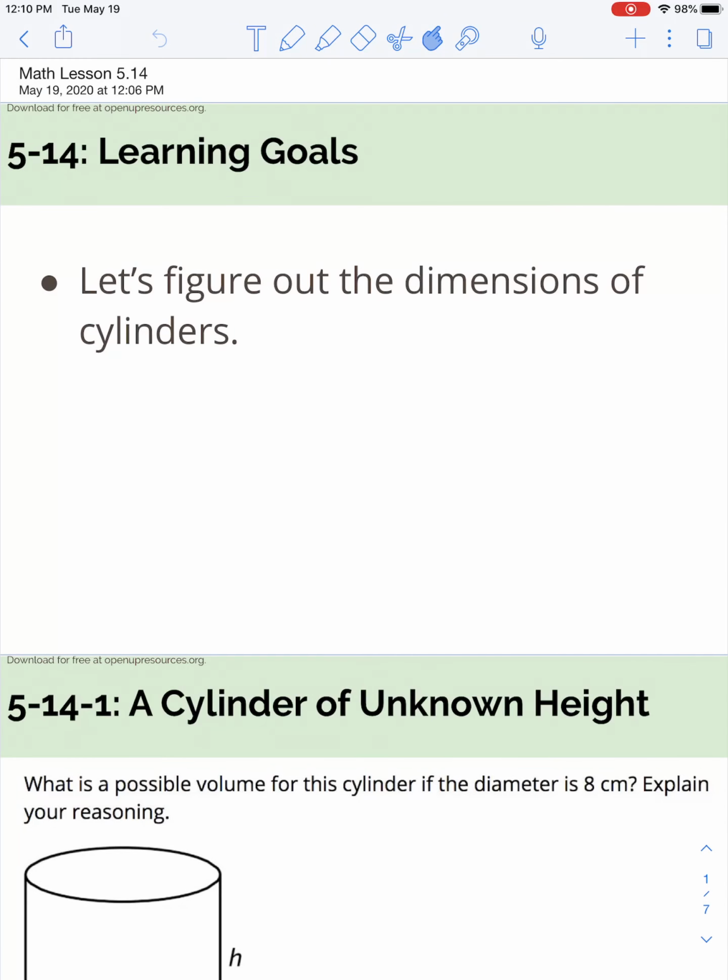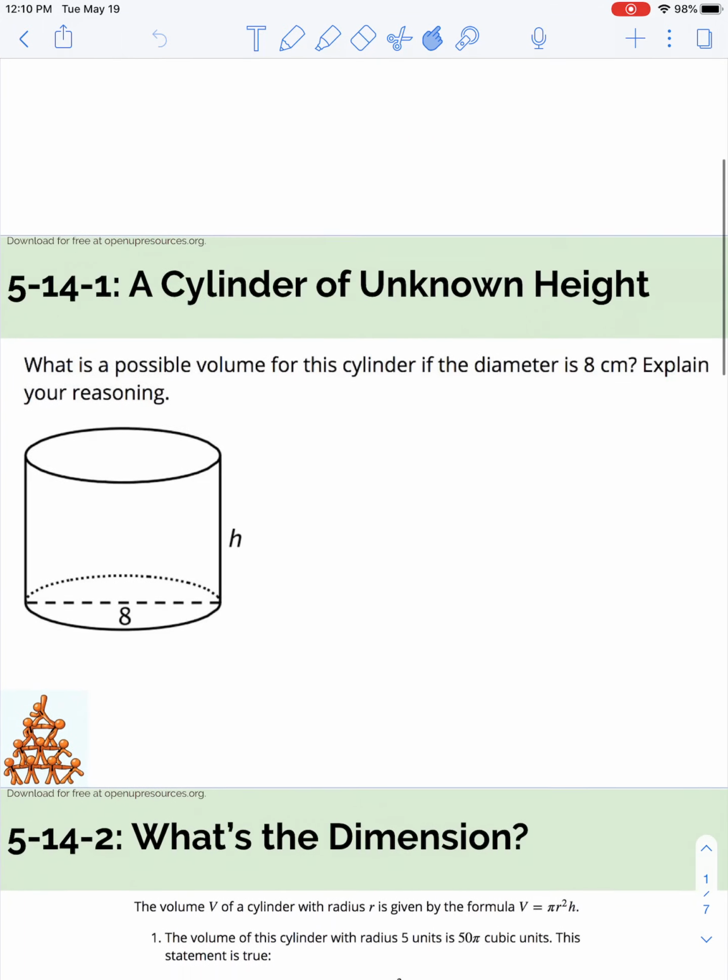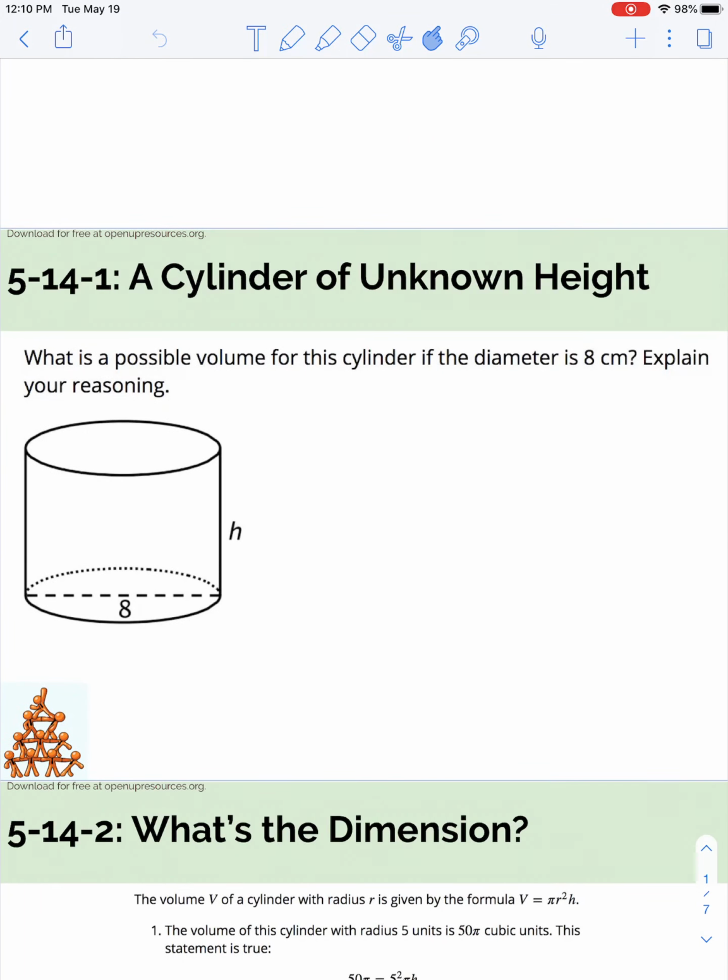All right, guys, welcome to lesson 14 of Unit 5. We're doing pretty much the same thing, cylinder volume, I think maybe some area too. So activity 1 says, what is the possible volume for this cylinder if the diameter is 8 centimeters? Explain your reasoning. So remember from yesterday, the formula for volume is the area of a circle times the height.